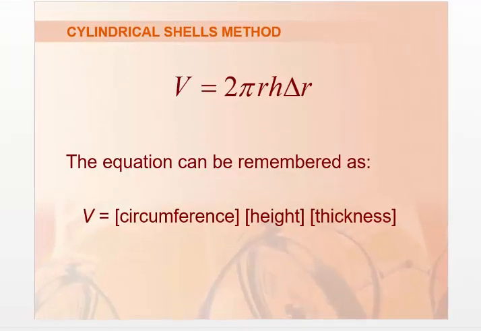So sorry about that. So we have this. The equation can be remembered as the following: the circumference, 2 pi R, times the height times the thickness. Circumference times height times thickness.